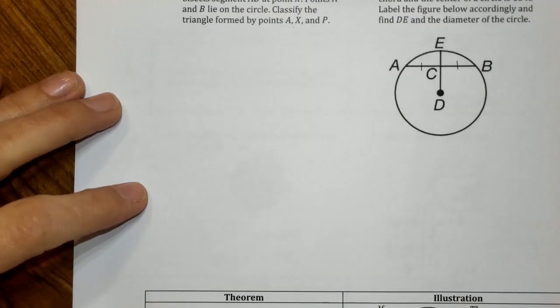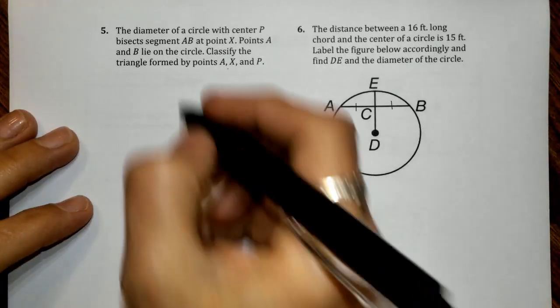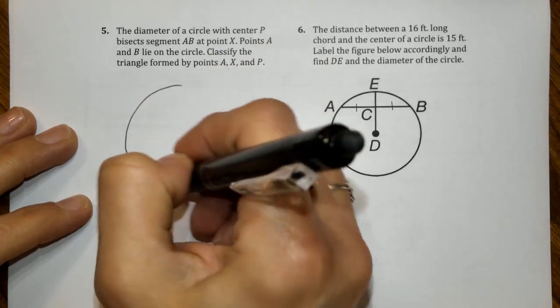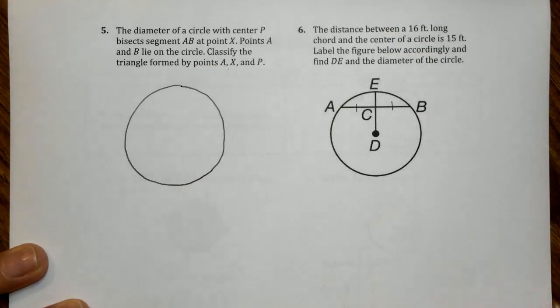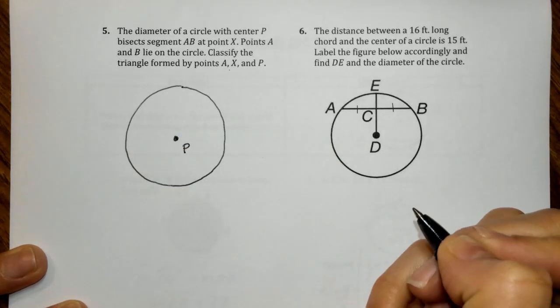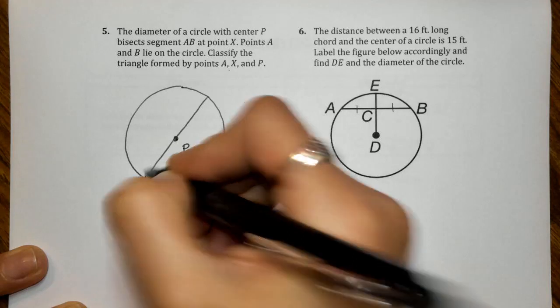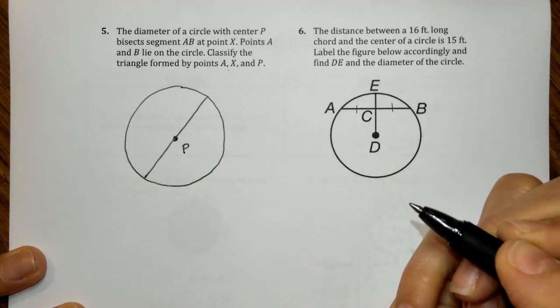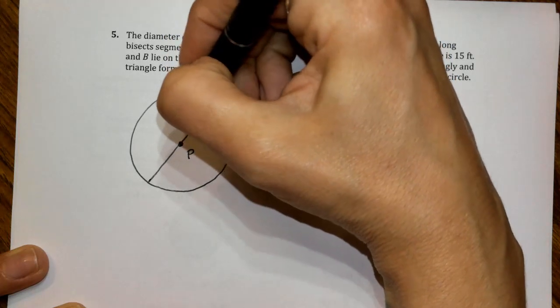The next two problems, let's take a look. We're going to change it up a little bit here. Number 5, we're going to have to draw our circle on our own. So we're going to draw in our circle. We're going to talk about the diameter of circle with center P. So the center of the circle, point P. Let's draw in our diameter. It's going to bisect segment AB. So let's draw in segment AB.